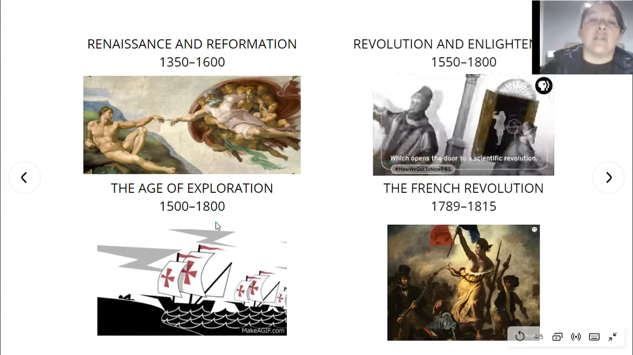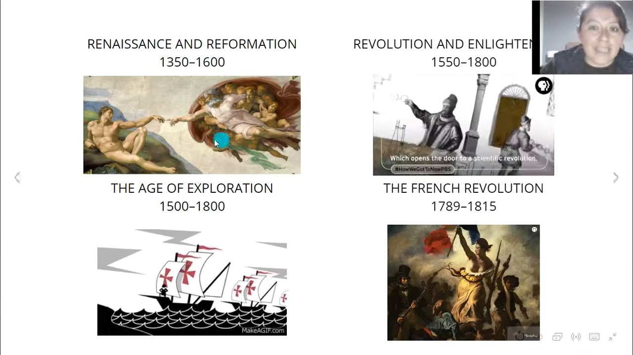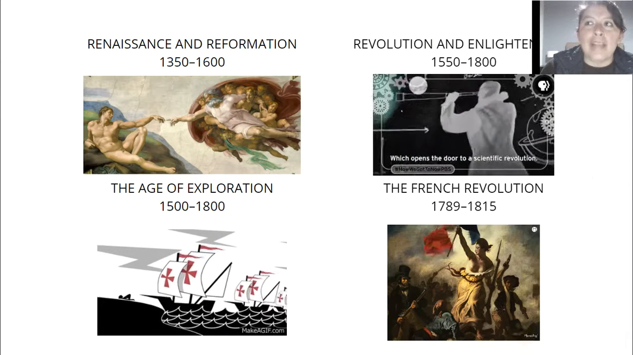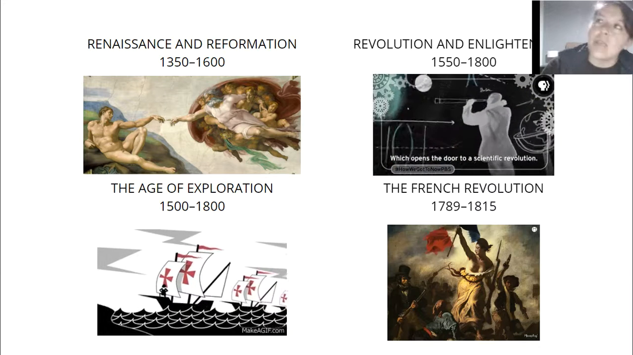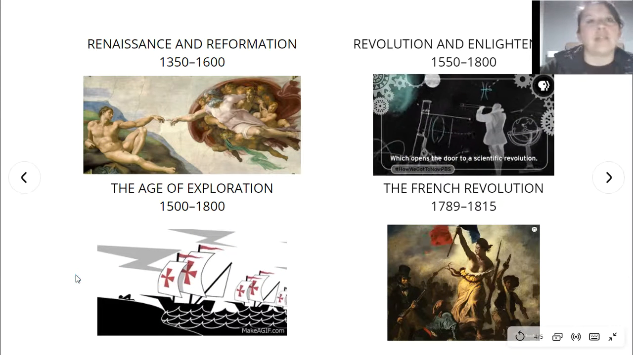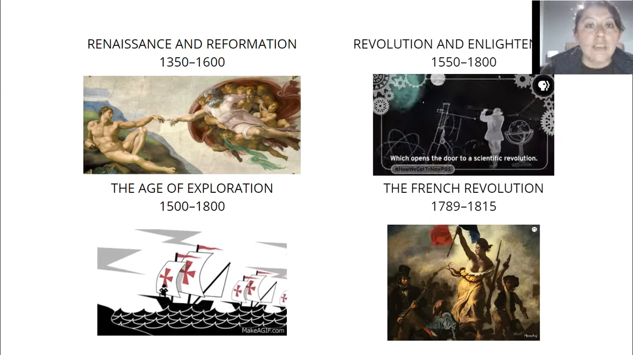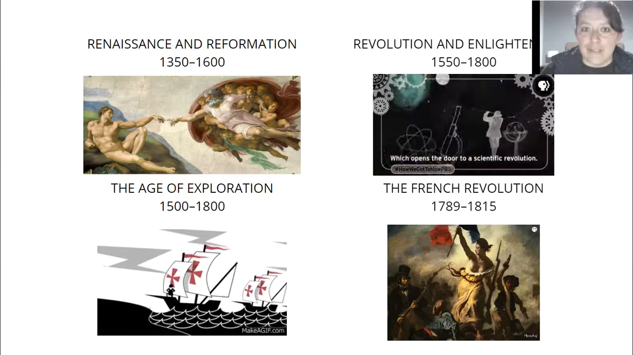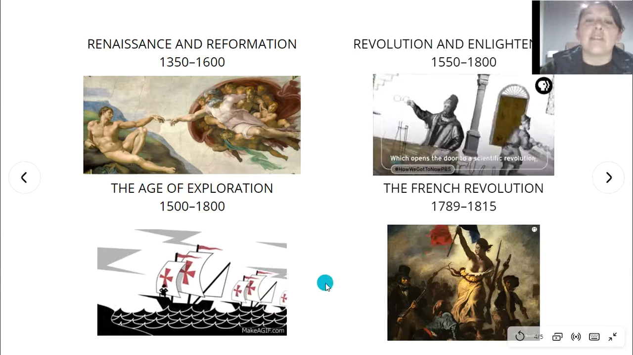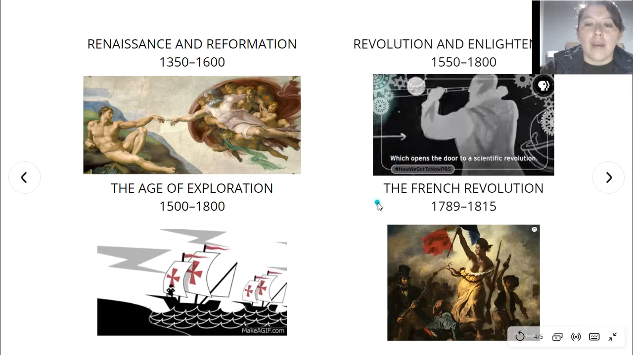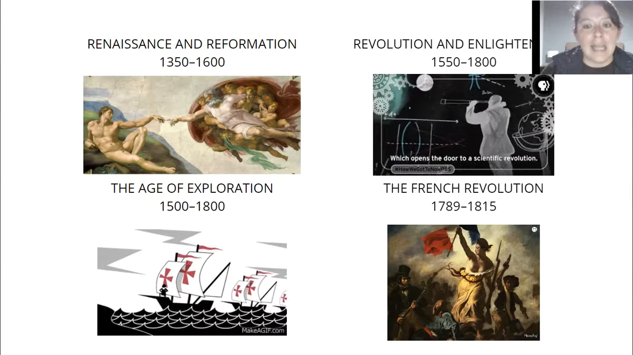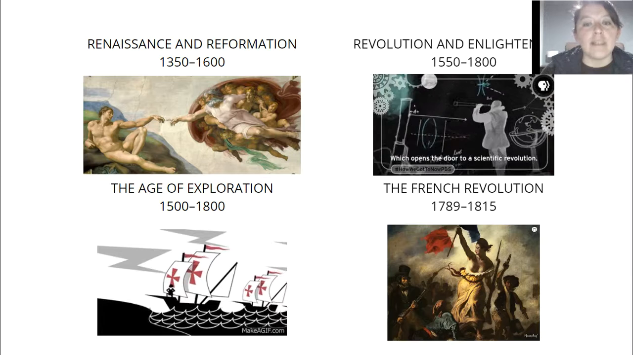The age of exploration, the 1500s until the 1800s. Because of the Enlightenment and the scientific revolution, there was a huge impact in science, arts, astronomy, mathematics, and they started developing new weapons, instruments, tools, so they could explore the different continents. And all these three main historical events will be the reason why the French Revolution happened, between 1789 and more or less 1815.